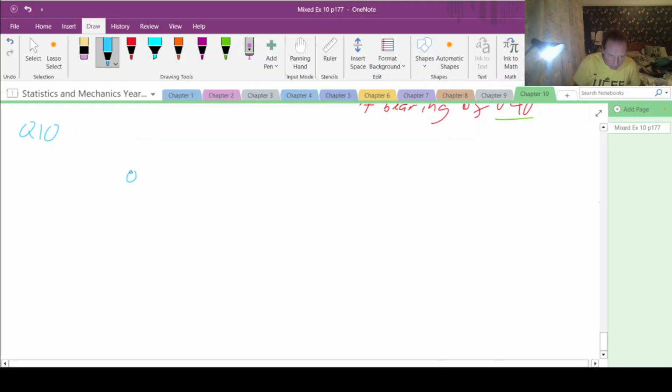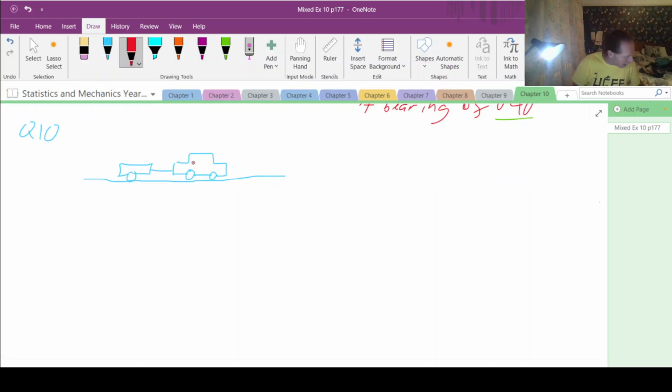Okay, so we've got a trailer, we've got a car, and it's all coming along the road. And they just told me that the mass of the car is 1,400 kilos, good. The mass of the trailer is 700 kilos. The car and the trailer are modelled as particles, and the tow rope is a light, inextensible string. Good, that makes it easier.